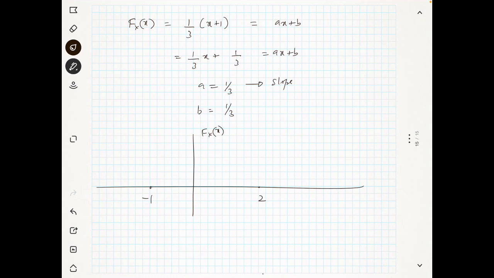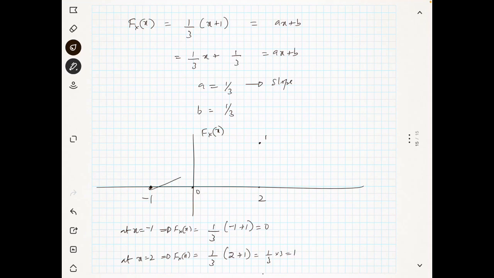You can see here, this is a straight line equation. At x equal to -1, F_X(x) will be equal to 1/3 into (-1 plus 1), which is equal to 0. So the y value is 0. Now at x equal to 2, F_X(2) will be equal to 1/3 into (2 plus 1), which is 3. So 1/3 into 3 is equal to 1. So at 2, the value is 1.